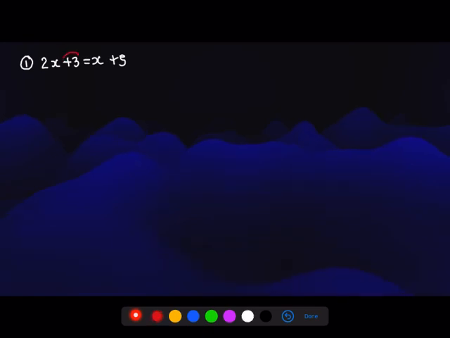When we're doing this, we have to move plus 3 to the other side where I'm pointing with arrows, and plus 5 to, no, not plus 5. We have to move x to the side where 2x is. The reason why we do this is because the variables have to be on one side and the numbers have to be on the other side, and the equal sign has to be in the middle.